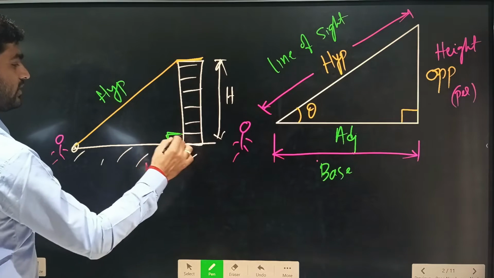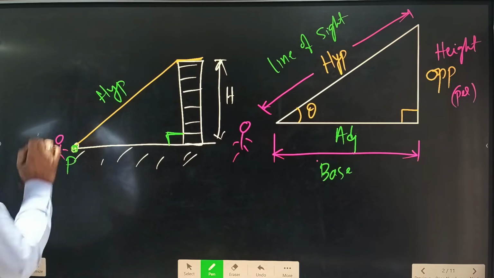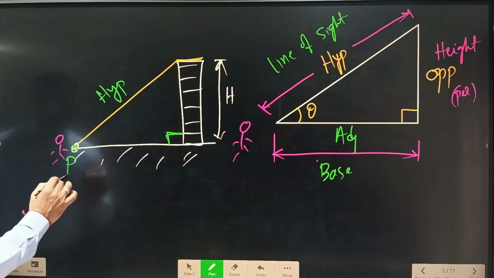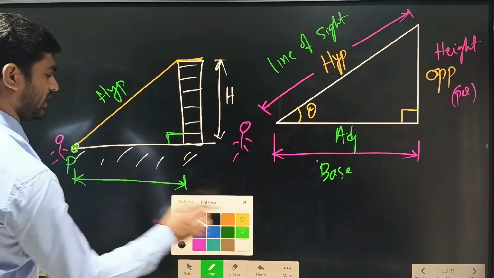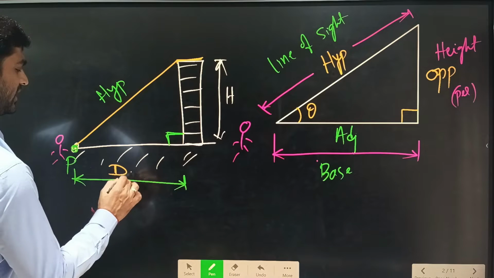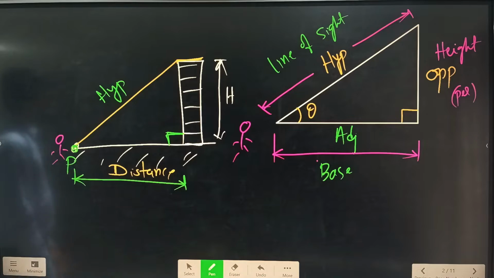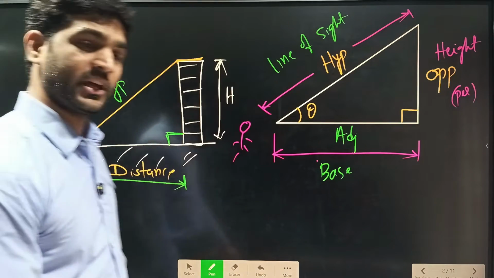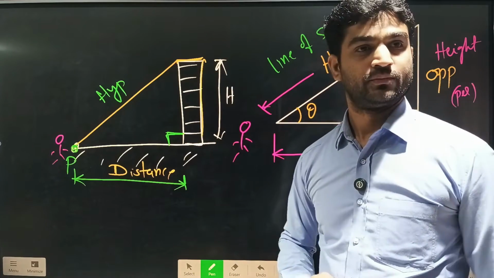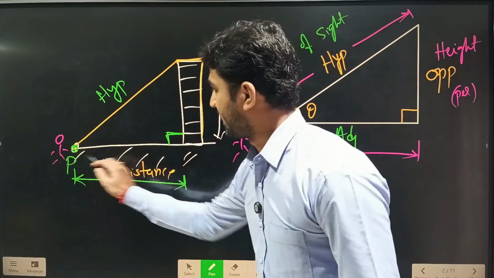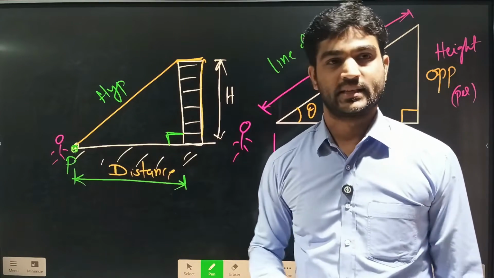According to the right angle triangle, here again there is a right angle triangle. Let me consider the person at a specific point P. From this point to here, there is some distance, which we can call distance D, or the base. When we consider this right angle triangle, there are two things we observe. One very important thing is the height, and the other is the distance, from the base to here.